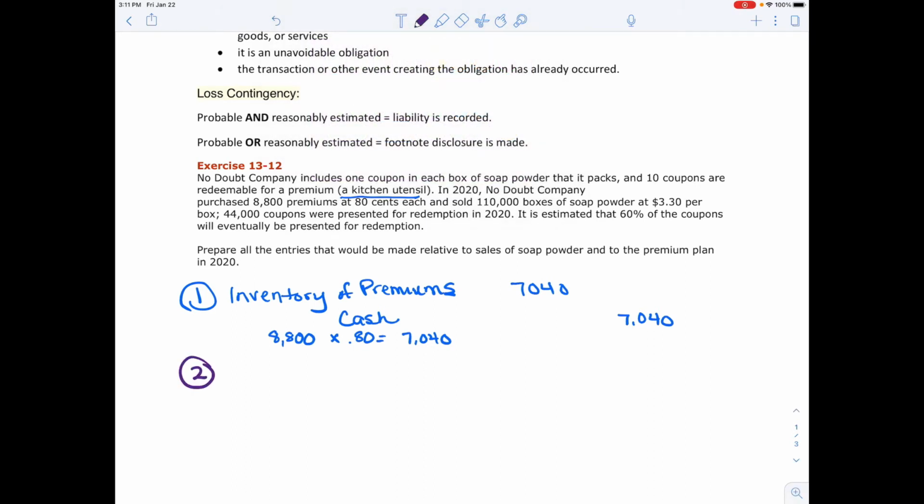The next step then is to record our sales. We got some cash. We're going to credit our sales revenue here. Again, in these homework problems, sometimes just finding the right account name is a little bit difficult. Don't get hung up on it. Send me a quick email. We need to figure out the amount for that. Again, we sold 110,000. Those were all $3.30. So we'll record that amount.